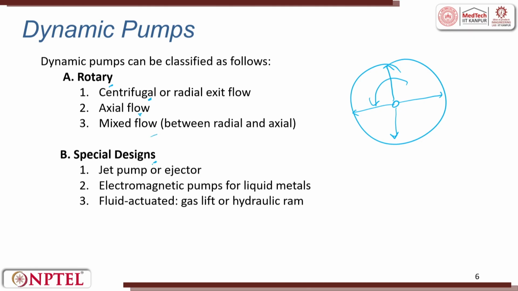When we go to special designs, we see a jet pump or an ejector. Jet pumps are used today in agricultural applications, in farms. Electromagnetic pumps for liquid metals are also there today. Then fluid activated gas lift or hydraulic ram are also there. These are all special types which are there, but the rotary ones are very common.